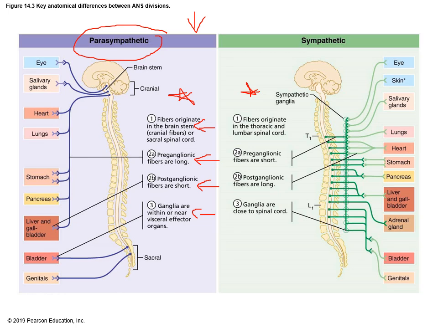Now let's compare that to sympathetic. This one says that the fibers will originate in the thoracic and lumbar spinal cord. The preganglionic fibers are short, not long, which means that the postganglionic fibers now are long, not short. And the ganglia tend to be close to the spinal cord and a little further away from the effector organ. So this figure 14.3 is super helpful because it allows us, from an anatomical standpoint, to see how the sympathetic and the parasympathetic are set up differently.